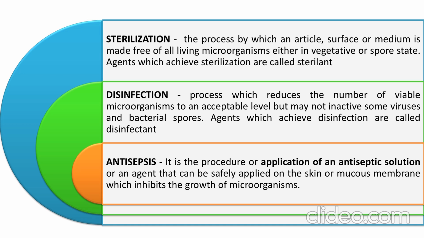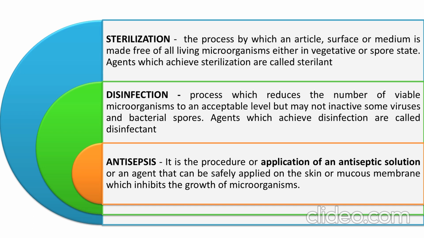So, by definition, sterilization is the process by which an article, surface or medium is made free of all living microorganisms, either in vegetative or spore state. The agents which achieve sterilization are called sterilants, whereas disinfection is a process which reduces the number of viable microorganisms to an acceptable level but may not inactivate some viruses and bacterial spores. The agents which achieve disinfection are called disinfectants.